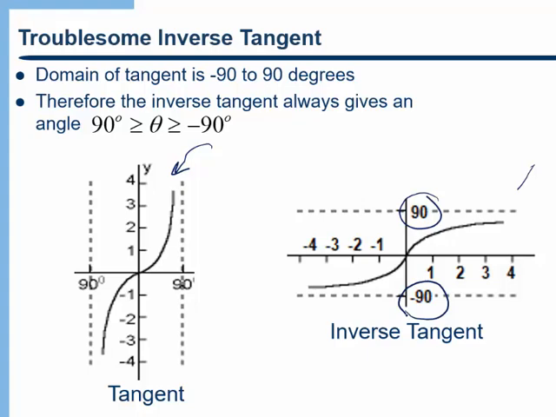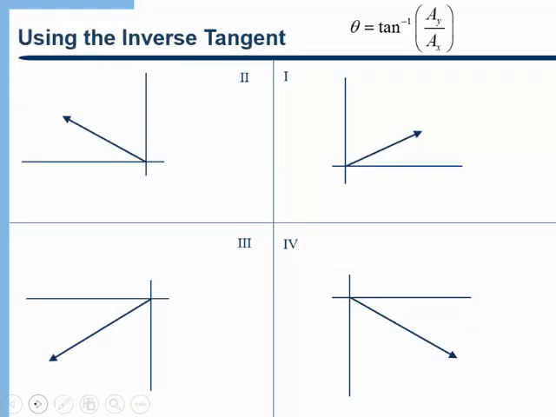So how do we deal with this problem? Well, we just have to think about using the inverse tangent and look at what quadrant we're in. So let's go through the four quadrants. If we're in quadrant 1, we don't have any problems. If I want to figure out what theta is and I know ay and I know ax, I can go ahead and just use the formula and it works correctly.